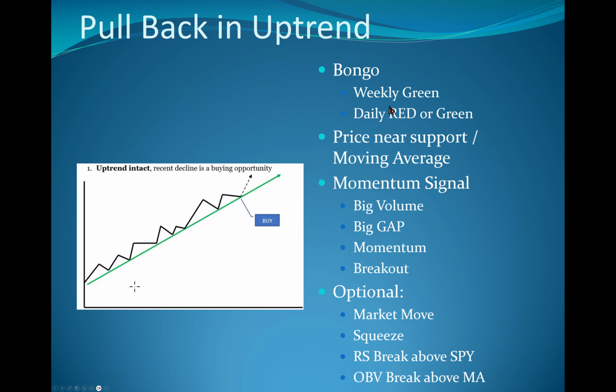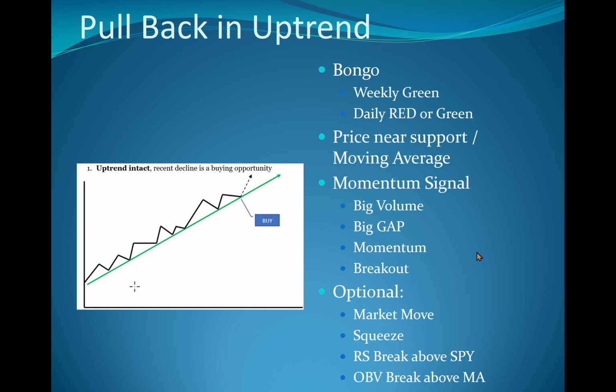So this goes through what I'm expecting to see. Your weekly Bongo is green, longer term is up. You recently reversed on the shorter term. Price near support or a moving average is great. A momentum signal, one of my dots, and then optional: if the market is also breaking out, that's a great sign. A squeeze, coming out of a squeeze, more energy. And then I'll look at relative strength breaking above the SPY and OBV breaking above its exponential moving average. Those are optional. The more I have, the better, but they don't all have to be there.